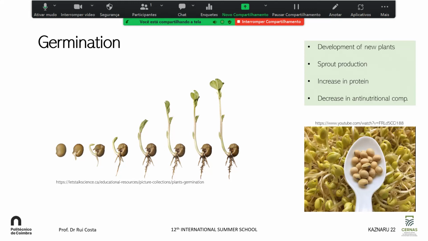What happens in germination? Of course it's used mainly for development of new plants, but for example it can be used for sprout production that can then be served as food immediately. And what happens here is two changes that are relevant in terms of nutrition. One is an increase in protein during germination, and another is the decrease in anti-nutritional compounds.